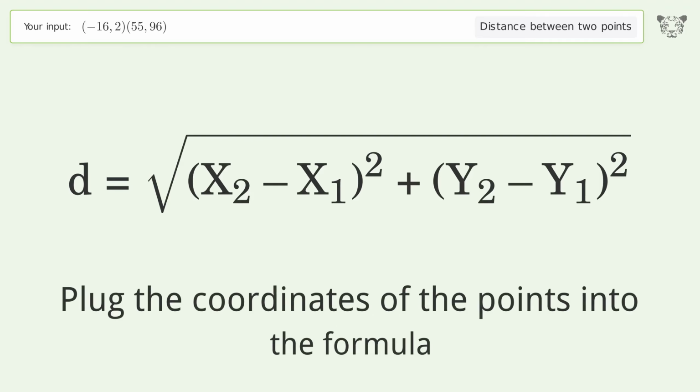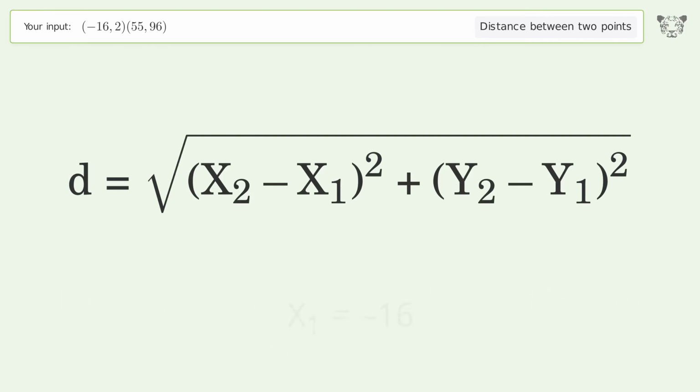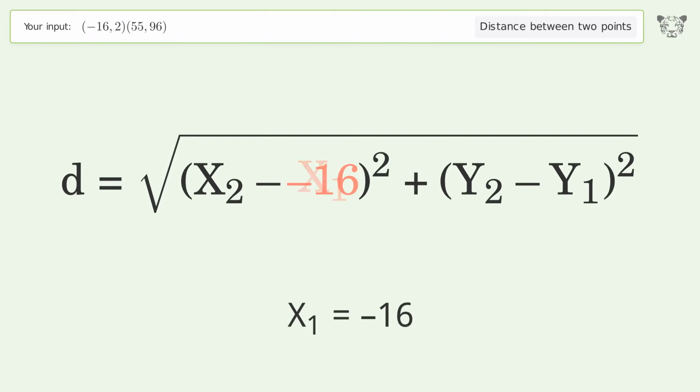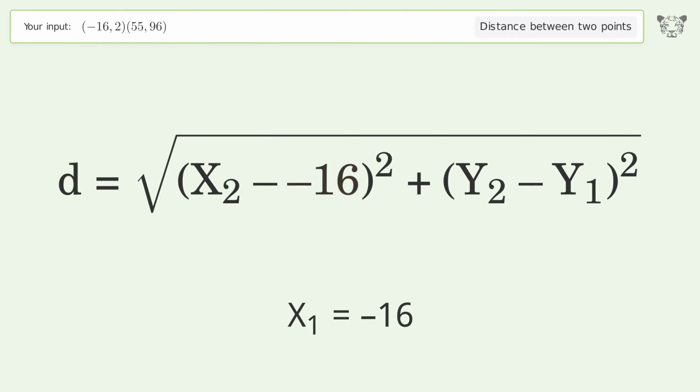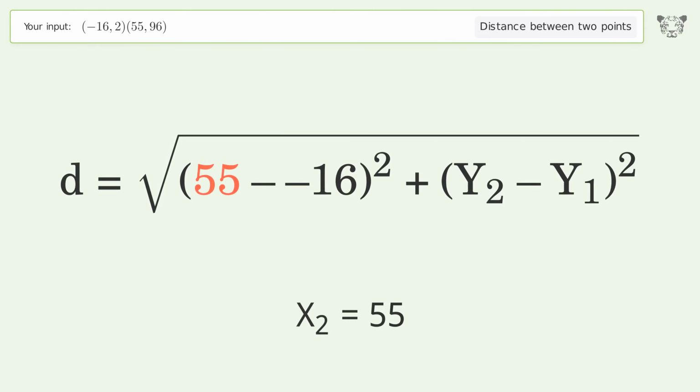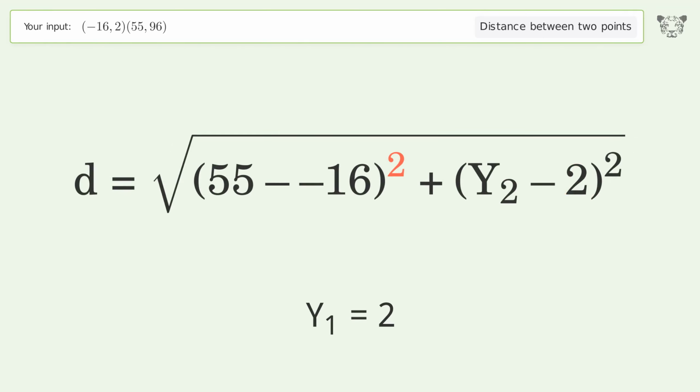Plug the coordinates of the points into the formula. x1 equals -16. x2 equals 55. y1 equals 2. y2 equals 96.